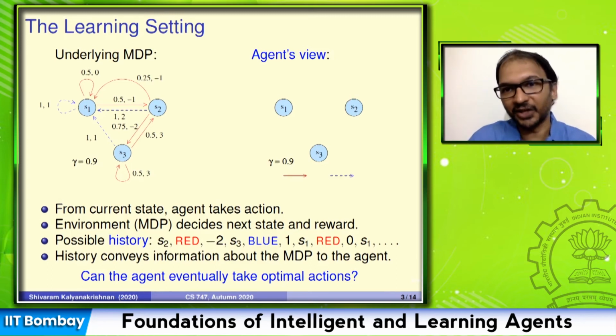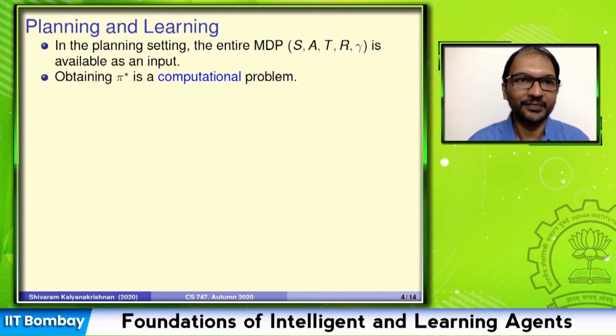Now, clearly this is not possible right away. But it seems like with more and more time spent in the world, you should learn more and more about it. Question is, can you eventually take optimal actions? So this is the reinforcement learning problem. We can look at it a little bit more formally.